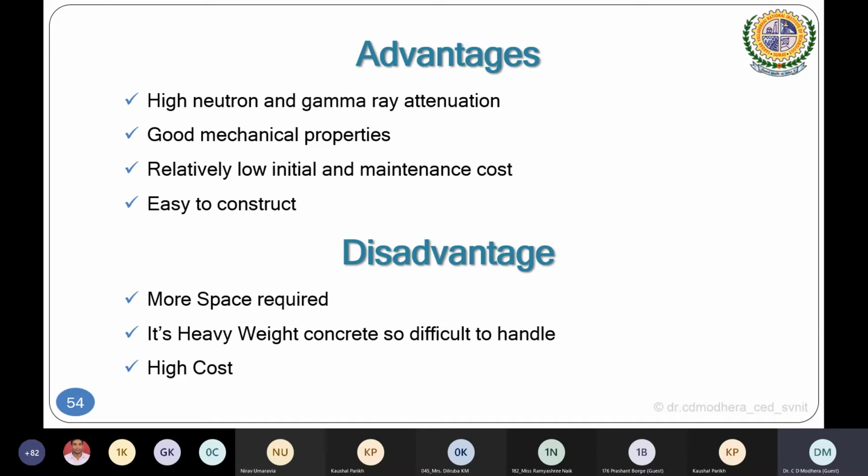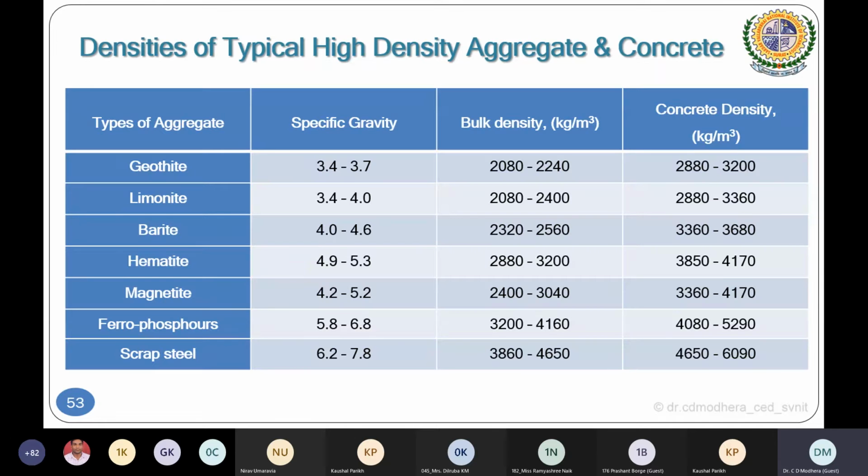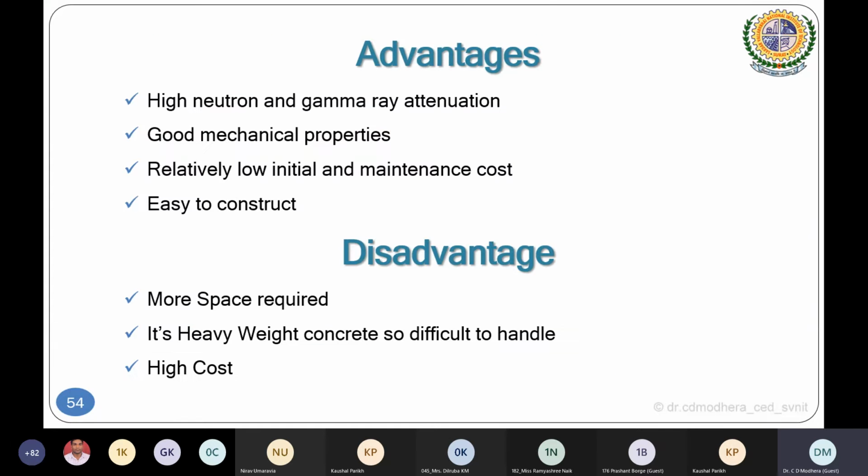However, disadvantages are also attached. More space is required because every ingredient has its own dimension and its own density. So finally, it requires more space. It's heavyweight concrete, so it is difficult to handle also. And naturally, as you have seen in the last slide, this type of aggregate you have to specifically order, and that's why it adds to the cost. So it results in high cost. But still, whenever it is required, it is to be used. I mean, you put the order and forget about the cost.